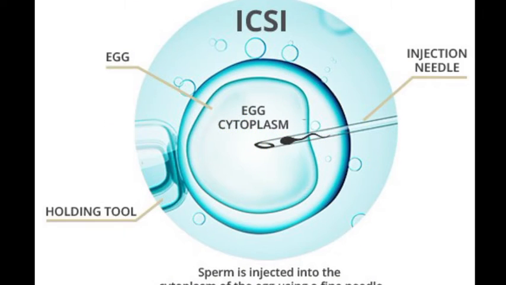Okay, next one, it is ICSI. Okay, what is ICSI? Intracytoplasmic sperm injection. Means in ICSI, an embryo is developed in the laboratory in which a sperm is directly injected into the ovum. So this one is ICSI, intracytoplasmic sperm injection.